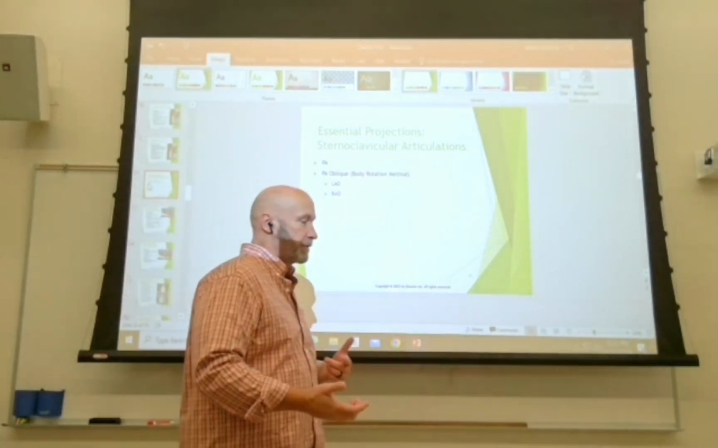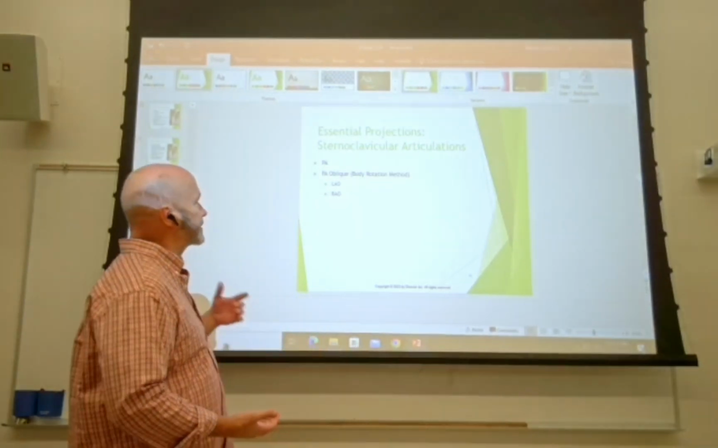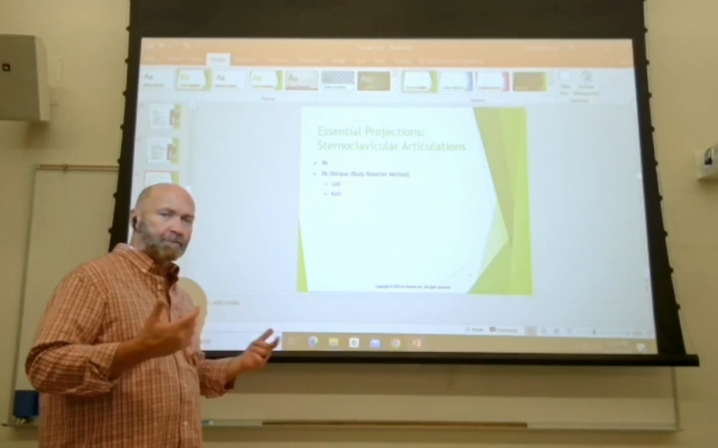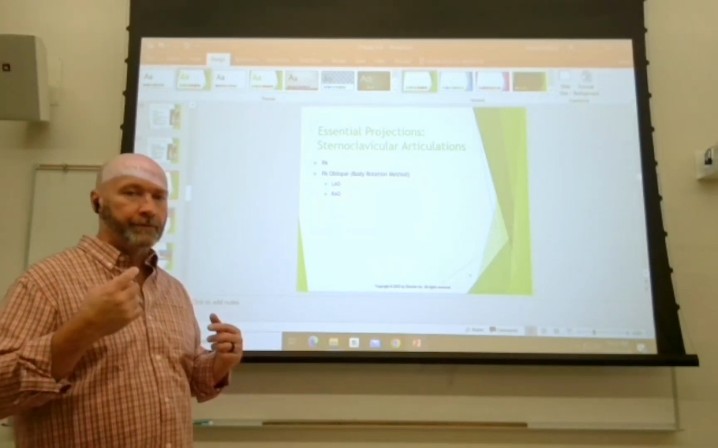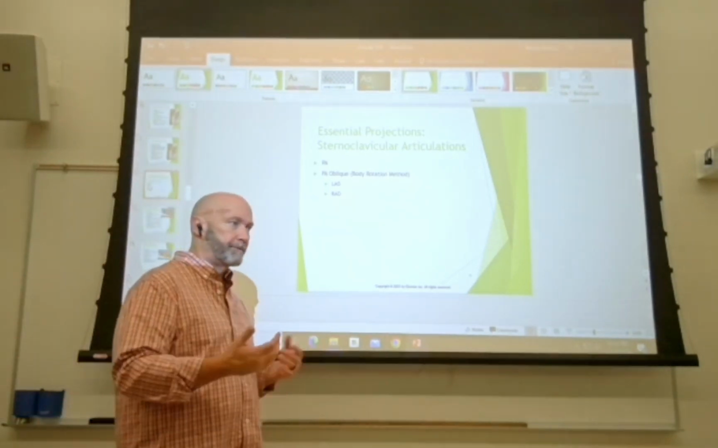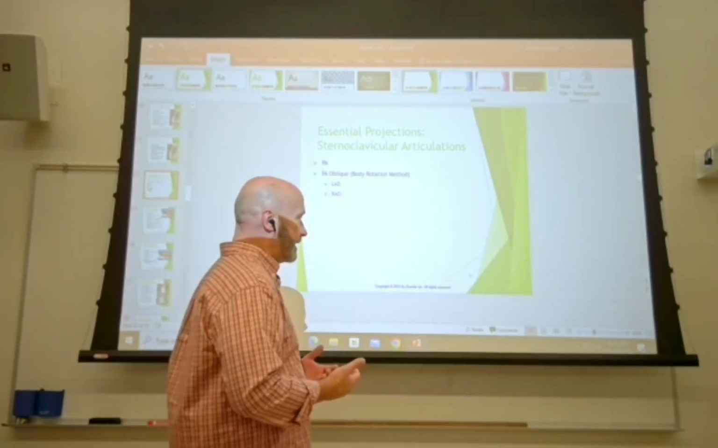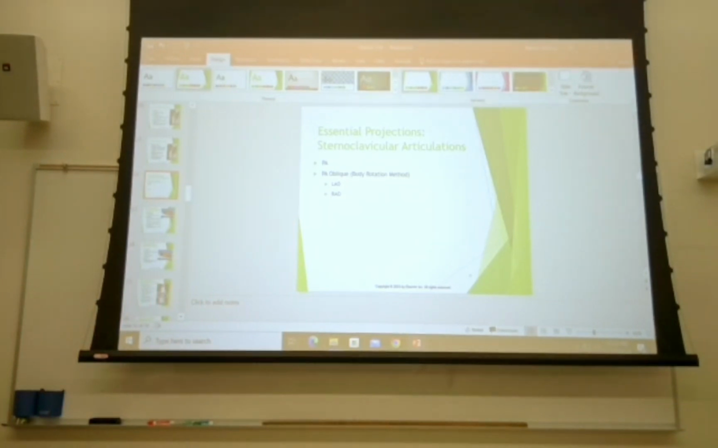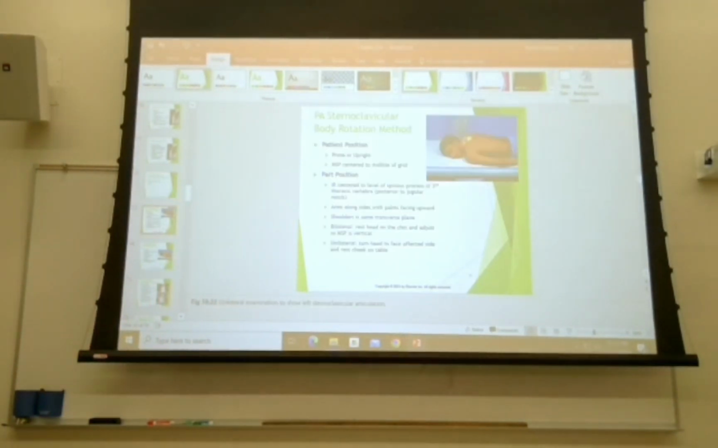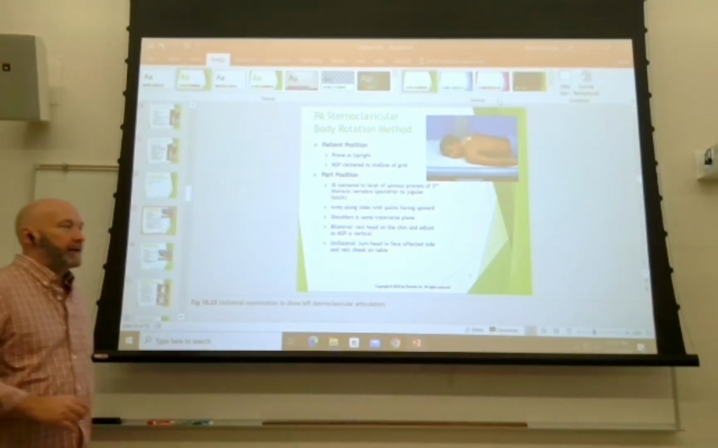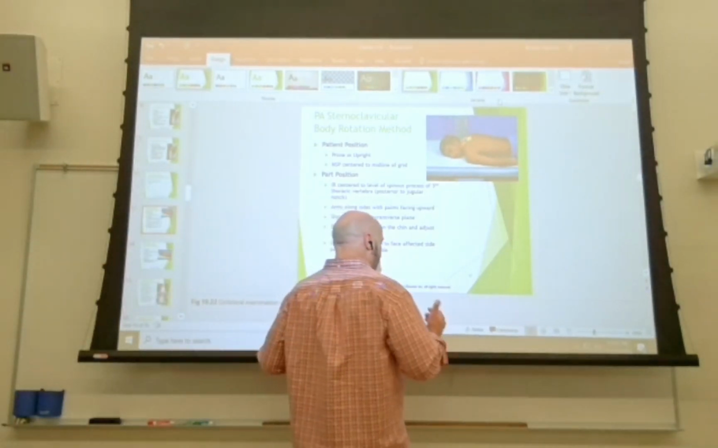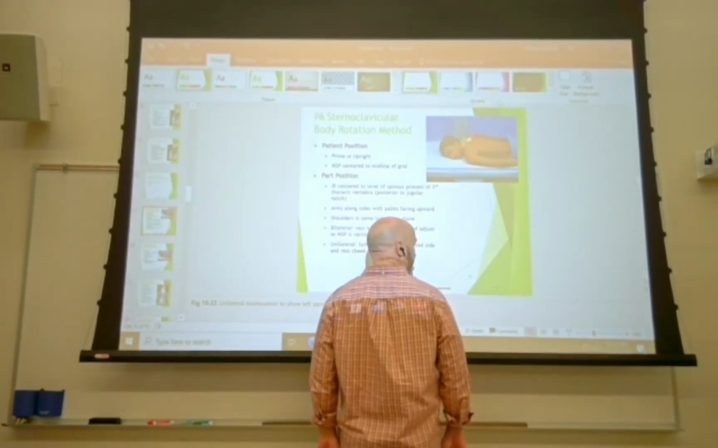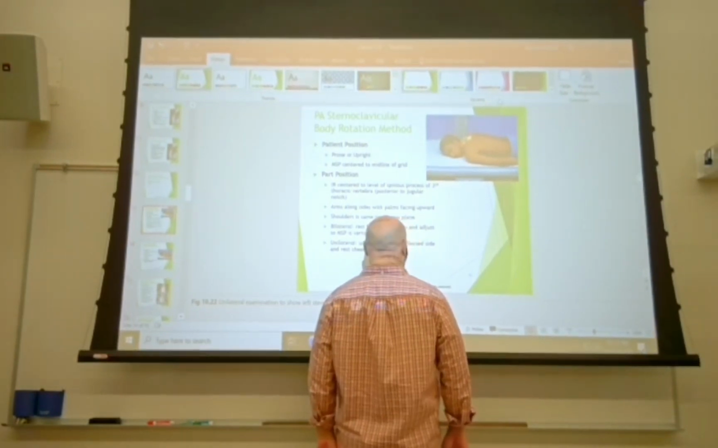So for the sternoclavicular joints, our essential projections are just PA and PA oblique. And anytime we're doing sternoclavicular joints, we're going to do bilateral, so we're going to do left and right. With the PA projection, we're going to position the patient prone, or facing the image receptor if the patient is upright, with their arms down to their side, and then have the patient look in one direction or the other.